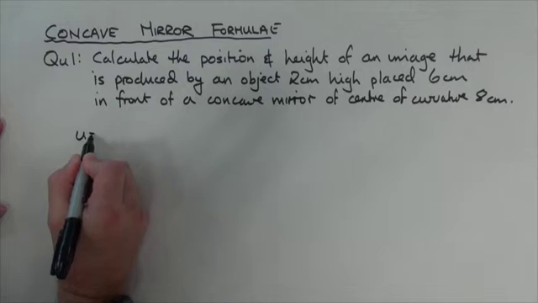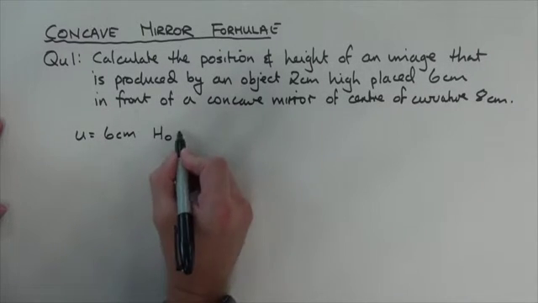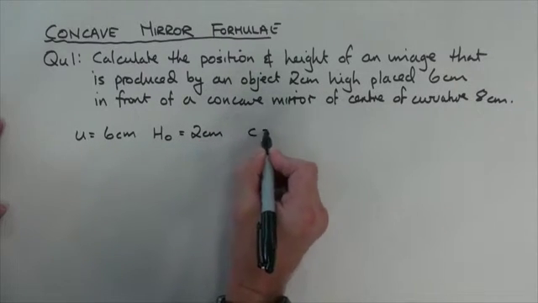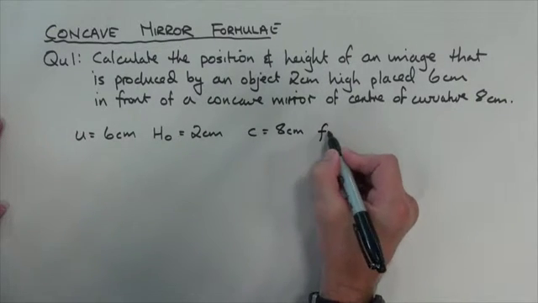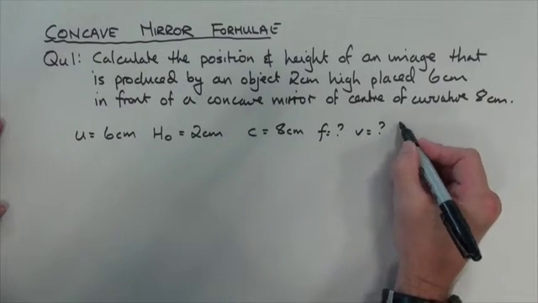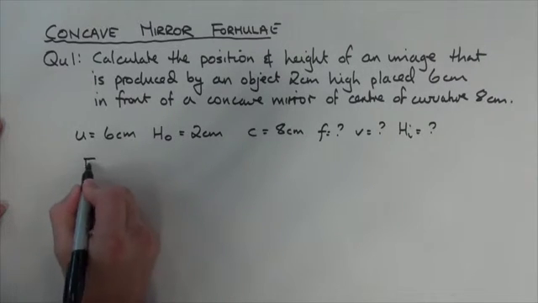So let's write down what we know. From the question we know that the distance of our object, u, is 6 centimeters. The height of our object, HO, is 2 centimeters. We know our center of curvature is 8 centimeters, but what we don't know is our focal point, and we don't know the distance of our image or the height of our image. So that's what we're going to try and find.